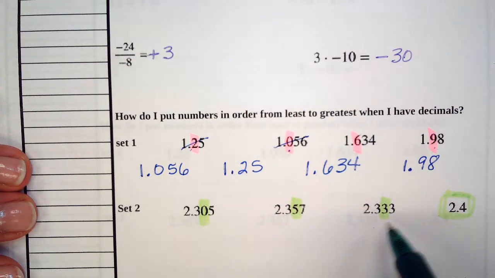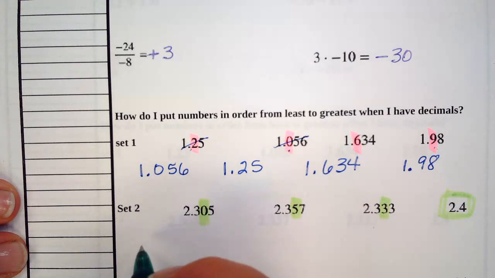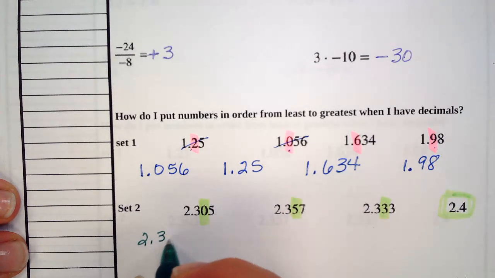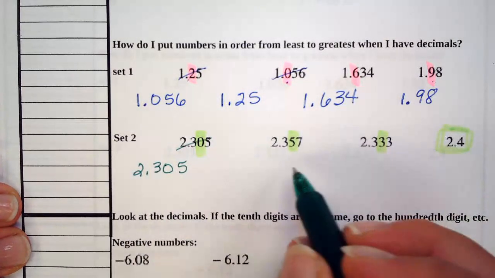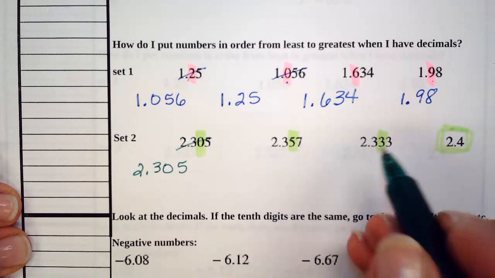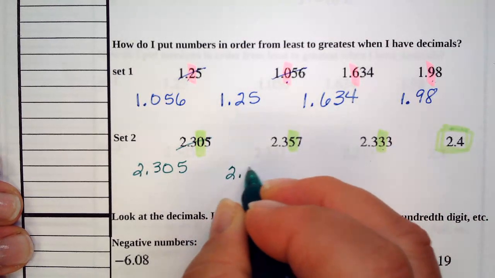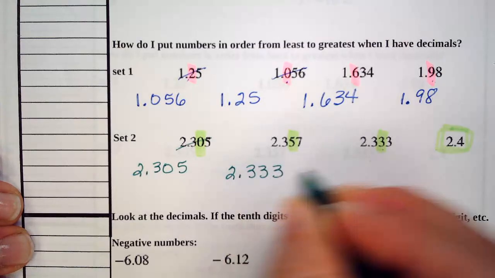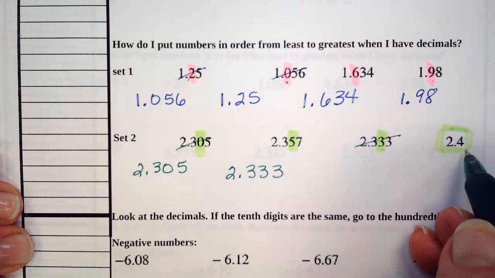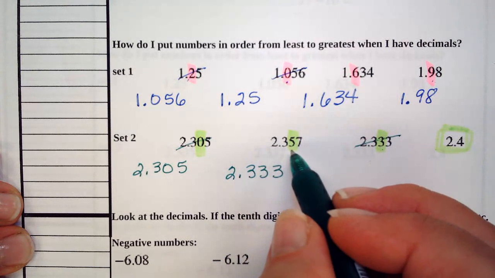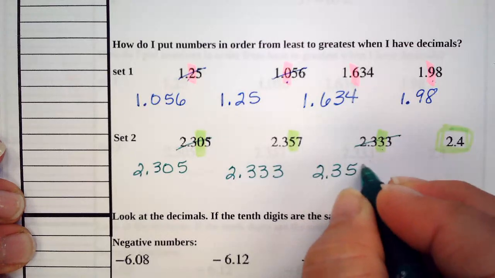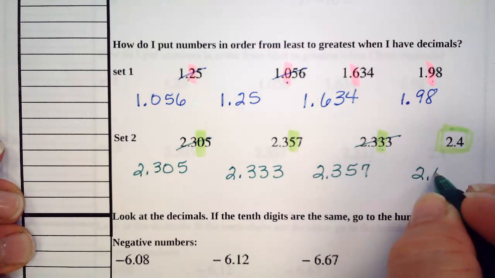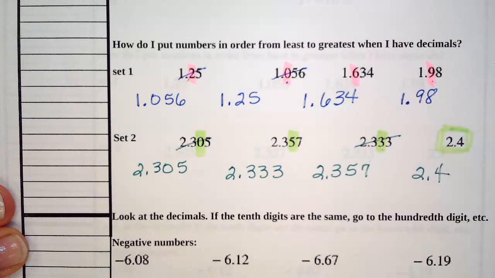I've got 0, 5, 3, so I will start off with 2.305. 3 is next. 2.333. Now we know this is the biggest, so the next will be 2.357. And finally 2.4. And we are done. The smallest to the greatest.